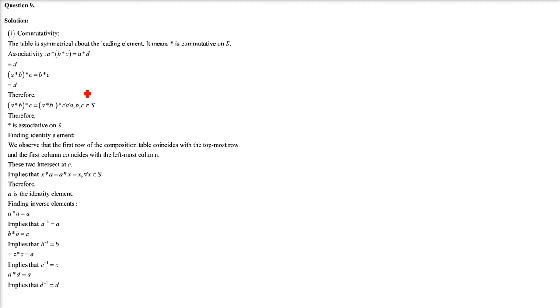Question number 9. Consider the binary operations star and O defined by the following tables on set S equals ABCD. The first and second is given. Show that both the binary operations are commutative and associative. Write down the identities and list the inverse of elements. So let me just make the tables. First we'll start with the star one. A, B, C, D. Here also A, B, C, D.